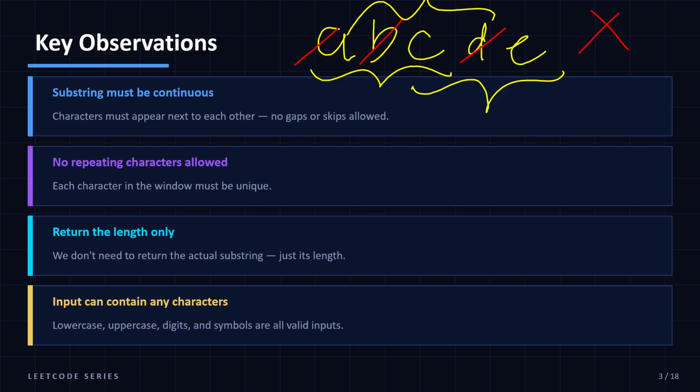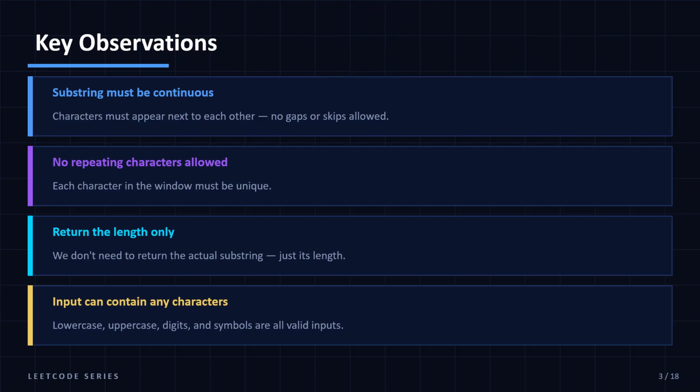Okay, then no repeating characters allowed. For example, if I say A B B A, because these are repeating characters, repeating characters are not allowed in the substring. For example, I can count up to A B, but when I come to this B, because it is being repeated, we are not going to include this in our substring.